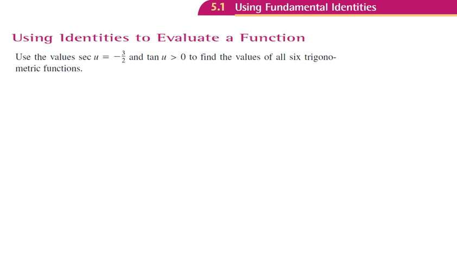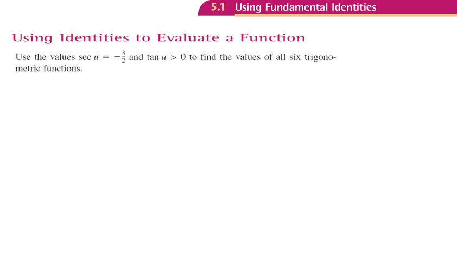We're going to go ahead and use identities to evaluate a function. We're going to use secant u equals -3/2, and our tangent is going to be positive, and we want to find all 6 trig functions. Now, we did this actually before in chapter 4, but this time we want to use our identities.